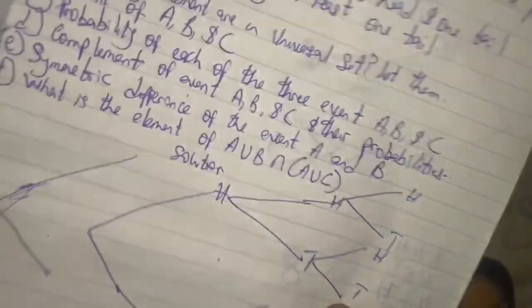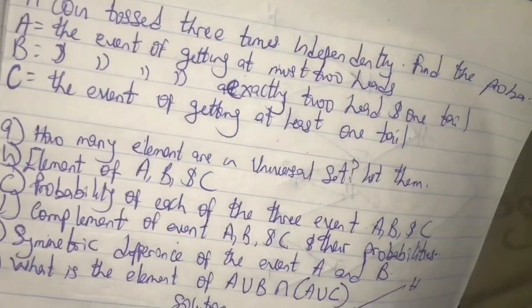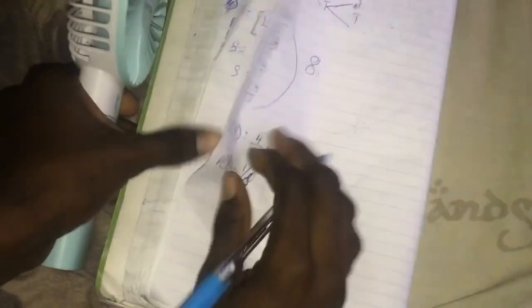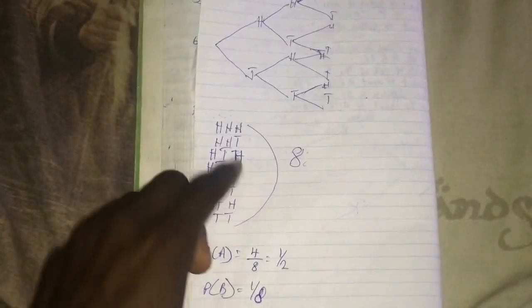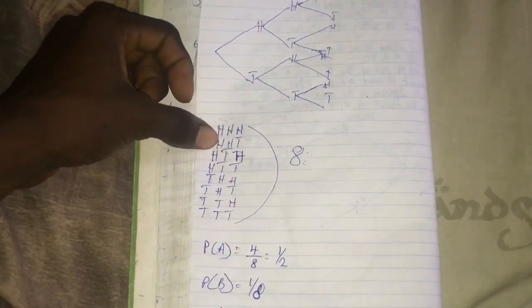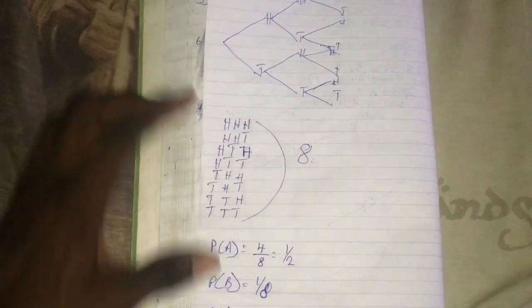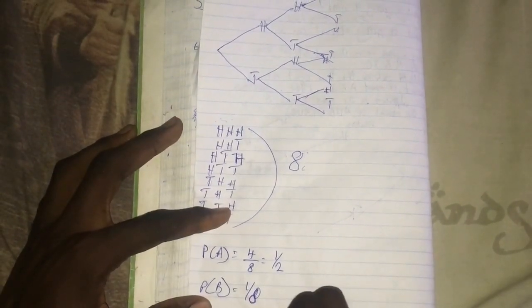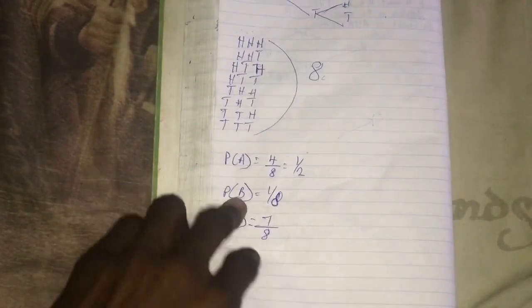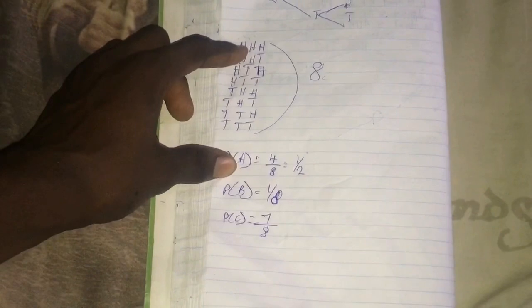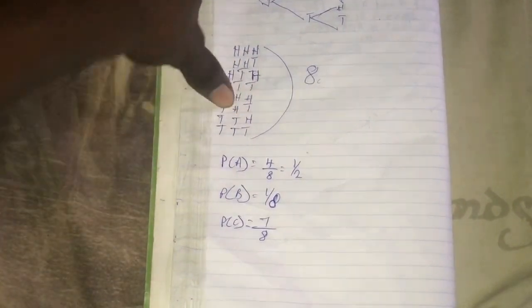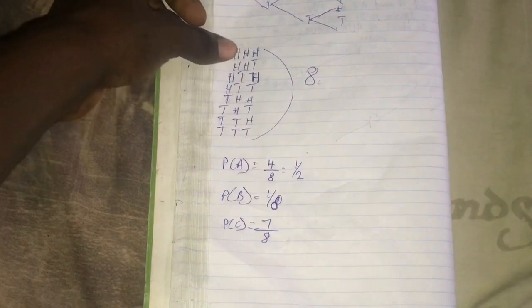Then the next one is the event of getting at least 1 tail. That's the probability of C, of getting at least 1 tail. So that is what we have. 1 tail here. 1, 2, 3, 4, 5, 6, 7. That's 7 over 8. The probability of getting at least 1 tail is what? 7 over 8. Sorry about the noise, the background noise. So sorry about that. So that's the probability of getting it.